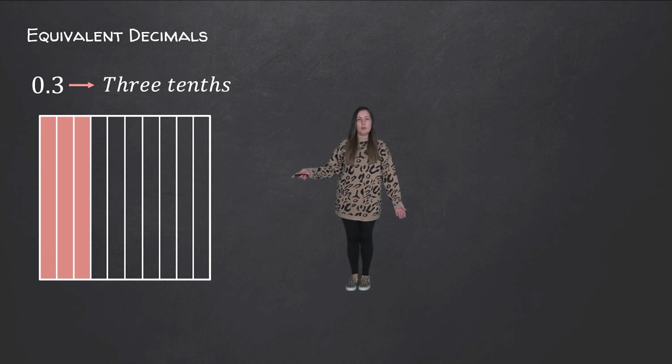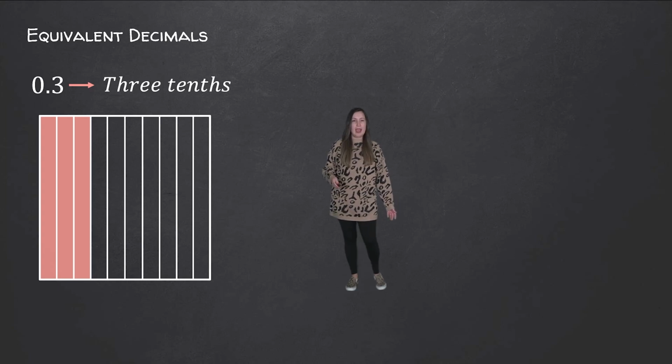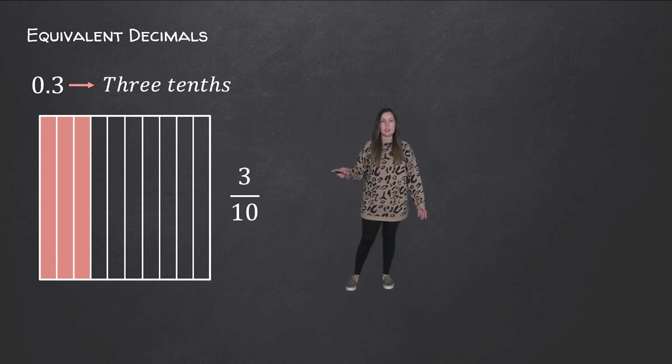Now, we could also write this as a fraction. Because it's 3/10, it's going to be 3 out of 10. So our fraction is going to be 3 out of 10.